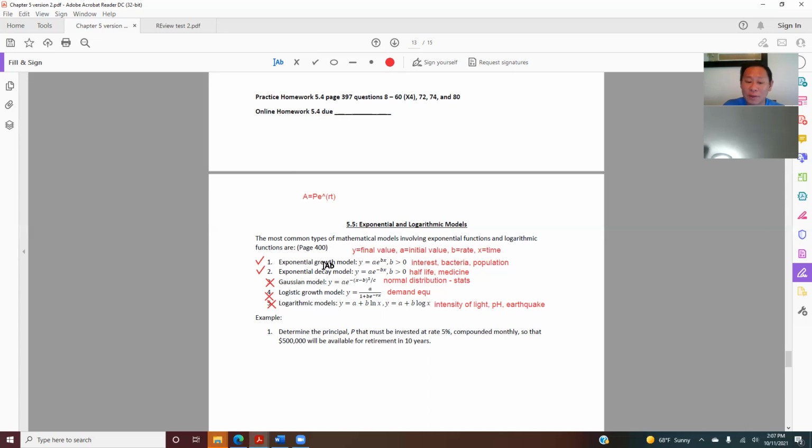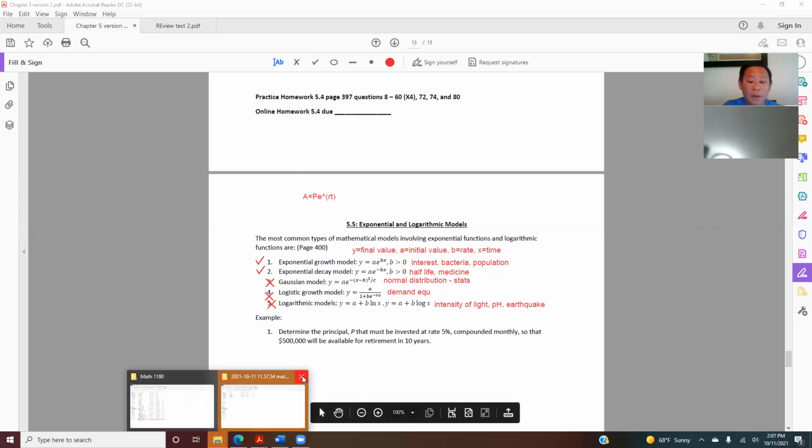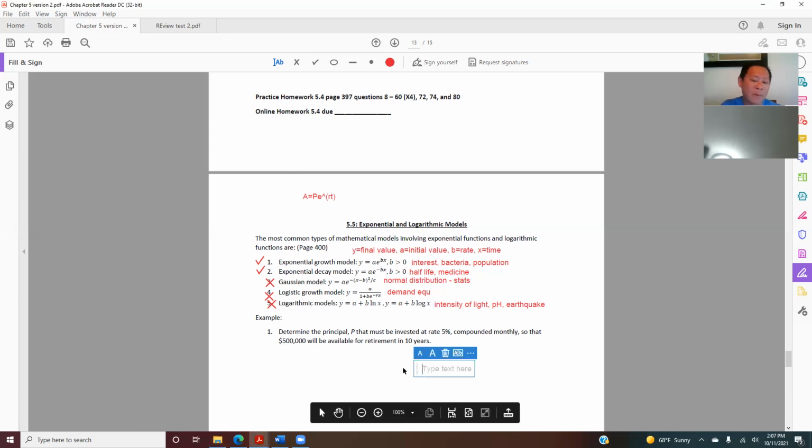Does anyone have any questions about this formula for the exponential growth and decay model? You can either memorize PERT or memorize this formula. Since you already know PERT, I would recommend you use PERT.